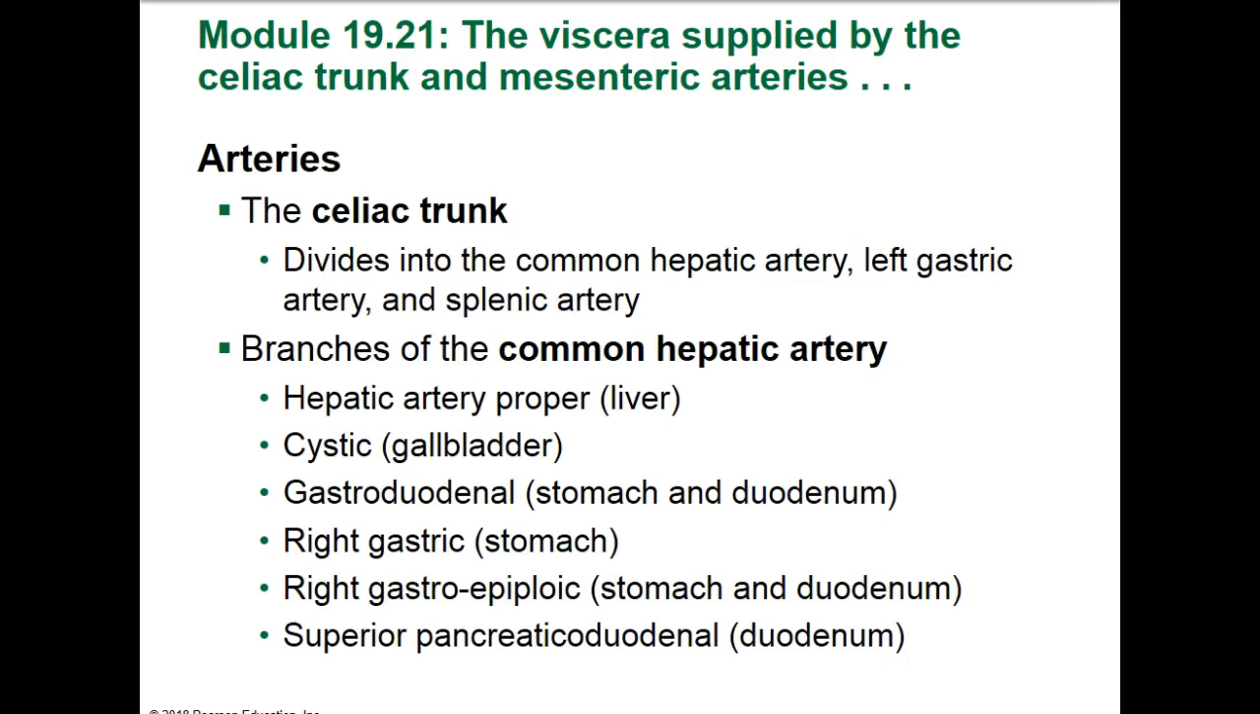Okay, the arteries. The celiac trunk divides into the common hepatic artery, the left gastric artery, and the splenic artery. And then we have branches of the common hepatic artery, which include the hepatic artery proper for the liver, the cystic for the gallbladder, the gastroduodenal for the stomach and duodenum, the right gastric for the stomach, the right gastroepiploic for the stomach and duodenum, and the superior pancreaticoduodenal for the duodenum.